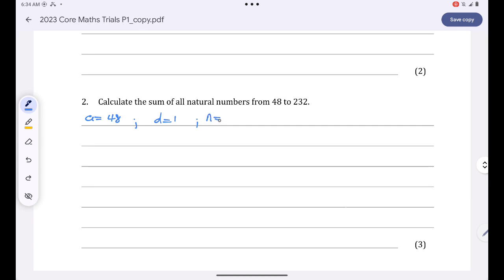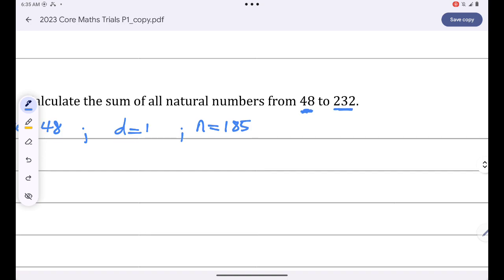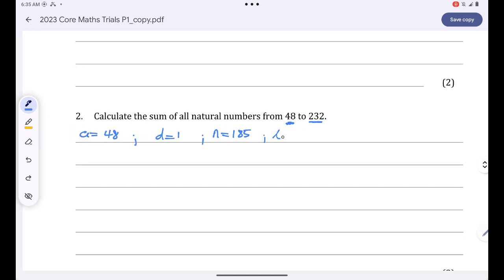So the number of terms will simply be 232 minus 47. I'm saying minus 47 because I will start counting from 48, so I must not eliminate 48 from these natural numbers. 232 minus 47 is equal to 185. So there are 185 numbers if I start counting from 48 up until 232. And then my last term is just equal to 232.